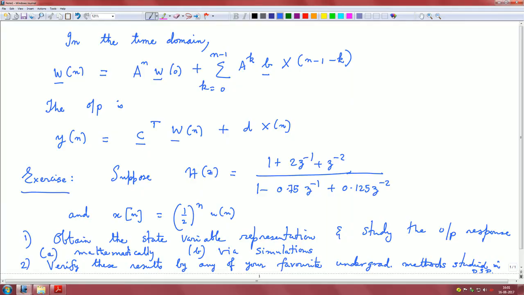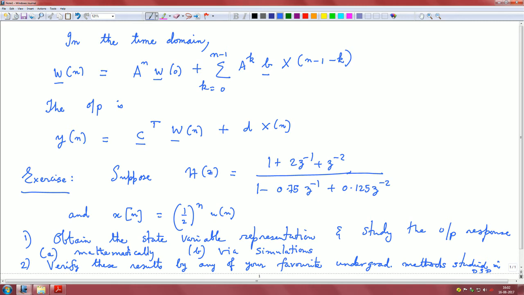So therefore, what I want you to do is obtain the state variable representation for this transfer function, study the output response mathematically. Then once you have the state parameters, write a short MATLAB code where you can simulate the system. What you do in simulation should be exactly what you do mathematically, right? And then verify these results by any of the methods you have studied in your undergraduate DSP course. Okay, clear so far?